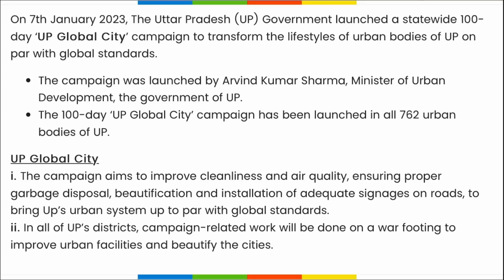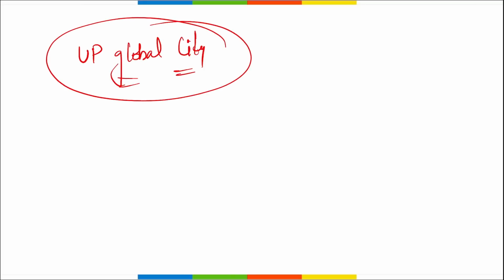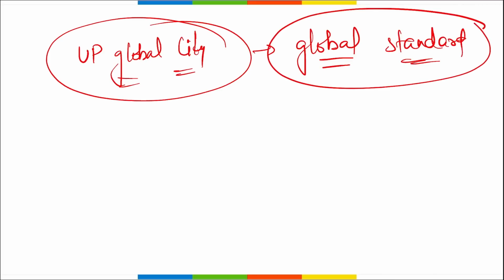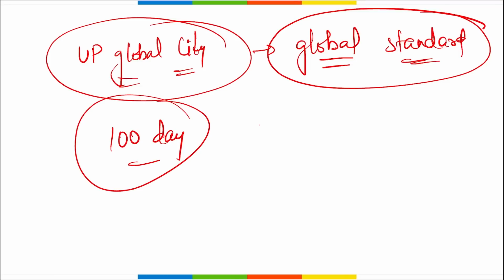Next, remember the UP government has recently launched the UP Global City campaign. This campaign is to make the urban bodies of the state on par with global standards. That means the UP government wants its urban cities to be at par with global standards. That is the reason they have launched this campaign, and it will transform the lifestyle of urban bodies of UP on par with global standards. This 100-day campaign has been launched in all the 762 urban bodies of UP.